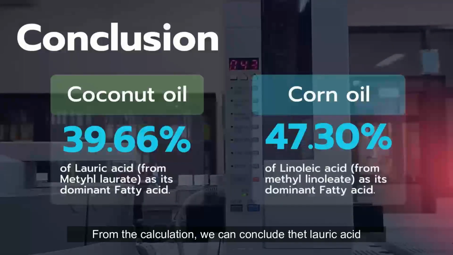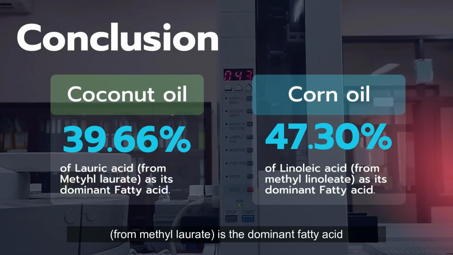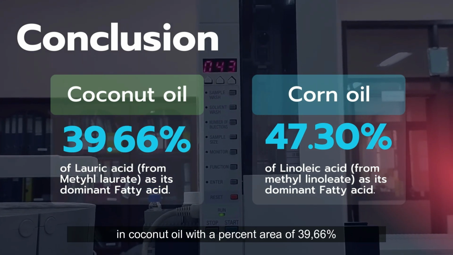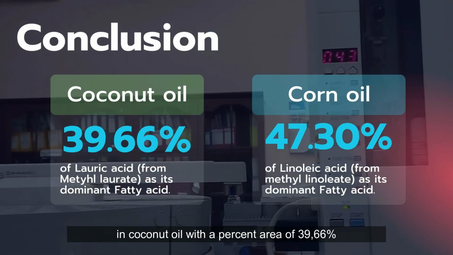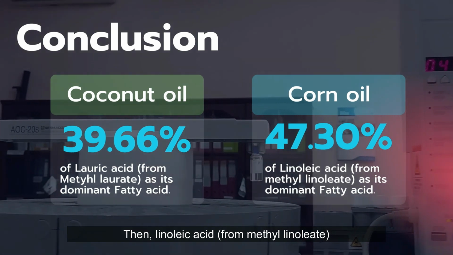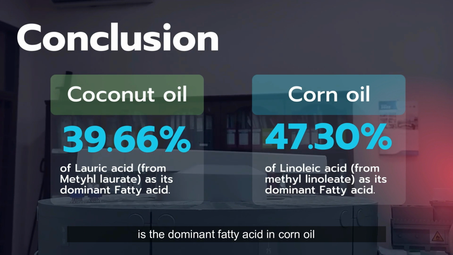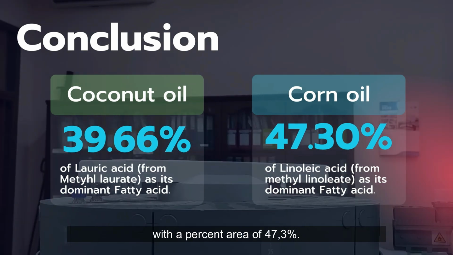Conclusion. From the calculation, we can conclude that lauric acid from methyl laurate is the dominant fatty acid in coconut oil with a percent area of 39.66%. Then, linoleic acid from methyl linoleate is the dominant fatty acid in corn oil with a percent area of 47.3%.